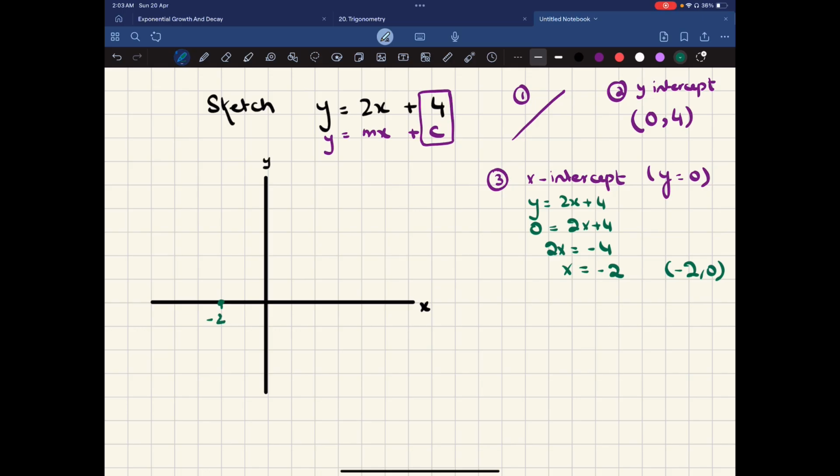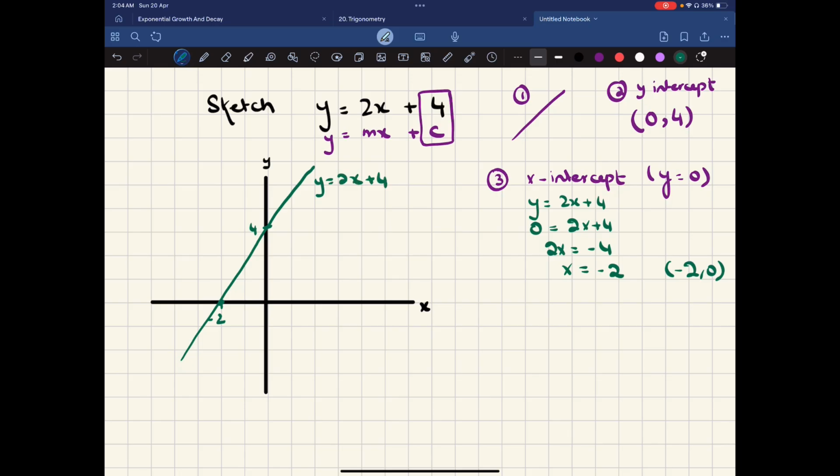Let's plot these points very quickly. Negative 2, 0, this is 1 point. It crosses the y-axis at 4. Let's imagine this is 4. And we know it is an upward sloping line. So this is the sketch of the line. And we're going to label this line as well.